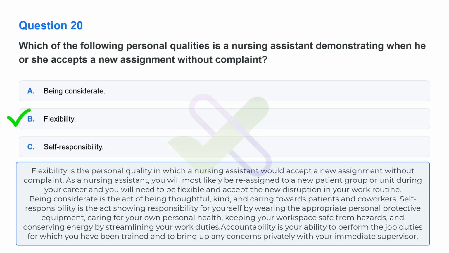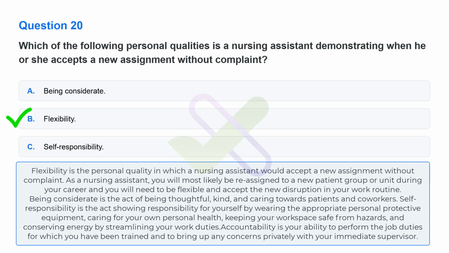The correct answer is B. Flexibility. Flexibility is the personal quality in which a nursing assistant would accept a new assignment without complaint. As a nursing assistant, you will most likely be reassigned to a new patient group or unit during your career, and you will need to be flexible and accept the new disruption in your work routine.